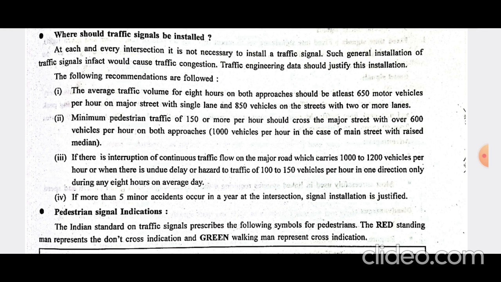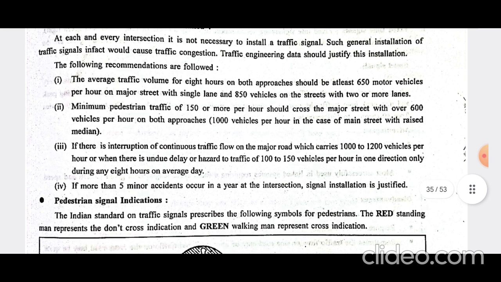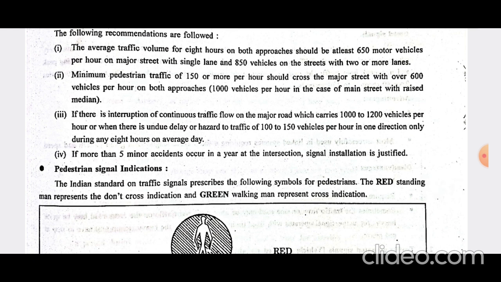and second, a minimum pedestrian traffic of 150 or more per hour should cross the major street, with over 600 vehicles per hour on both approaches. And third, if there is interruption of a continuous traffic flow on a major road which carries 1000 to 1200 vehicles per hour, or when there is undue delay or hazard to traffic of 100 to 150 vehicles per hour in one direction only, and if more than 5 minor accidents occur in a year, then at that location a signal is required.